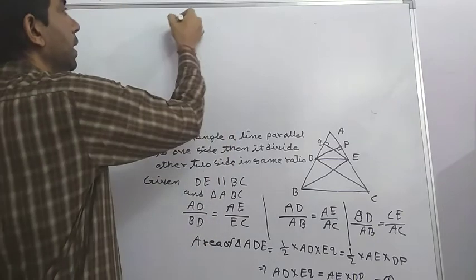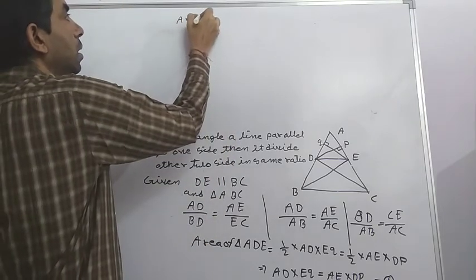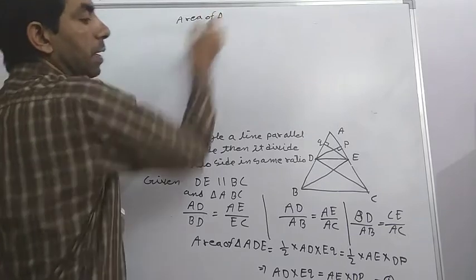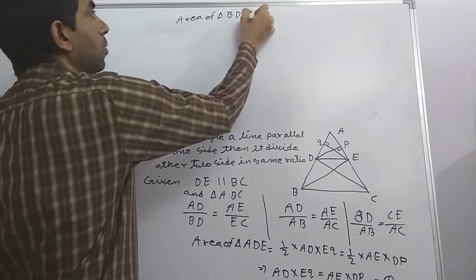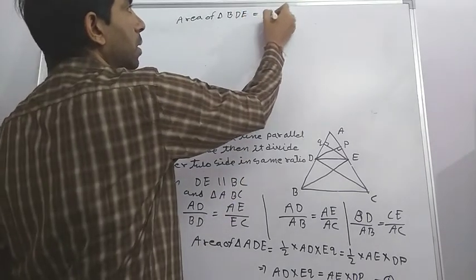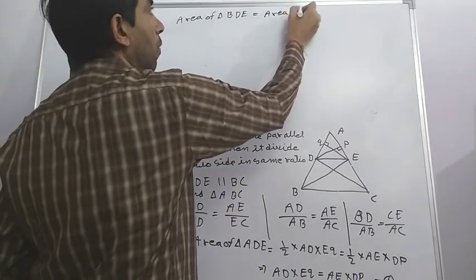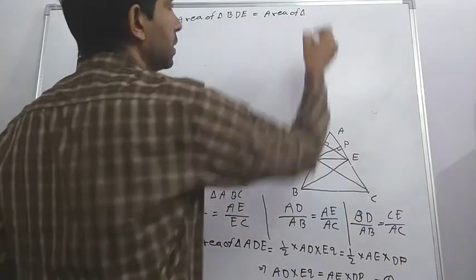Then it means the area of triangle BDE is equal to the area of triangle CDE.